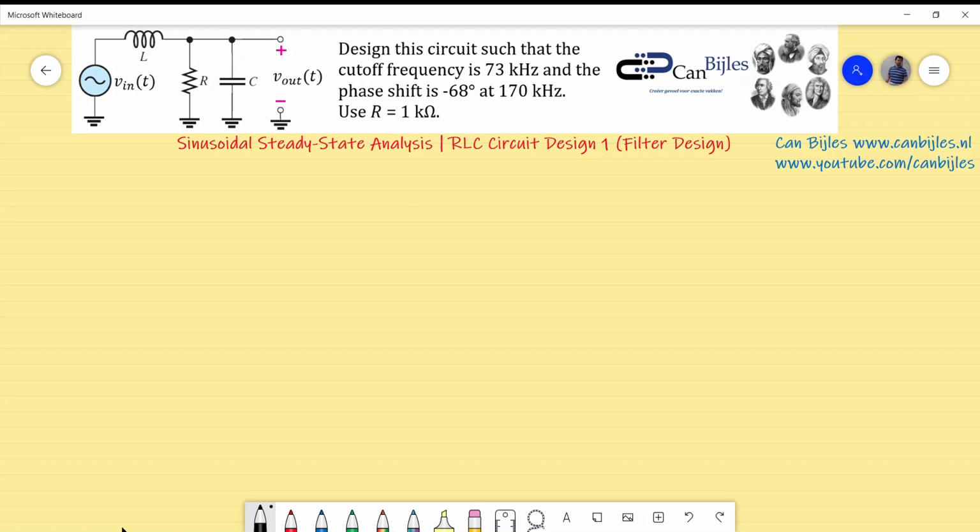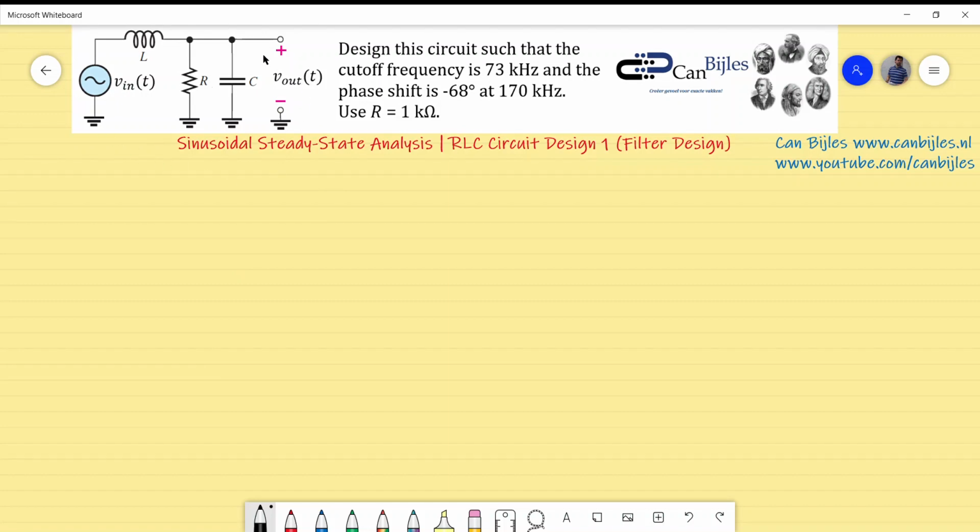Hi everyone, and welcome to this new video about steady state analysis. We have our design example of an RLC circuit this time. This is our first design example, and is in fact also a filter design. So we have the following circuit.